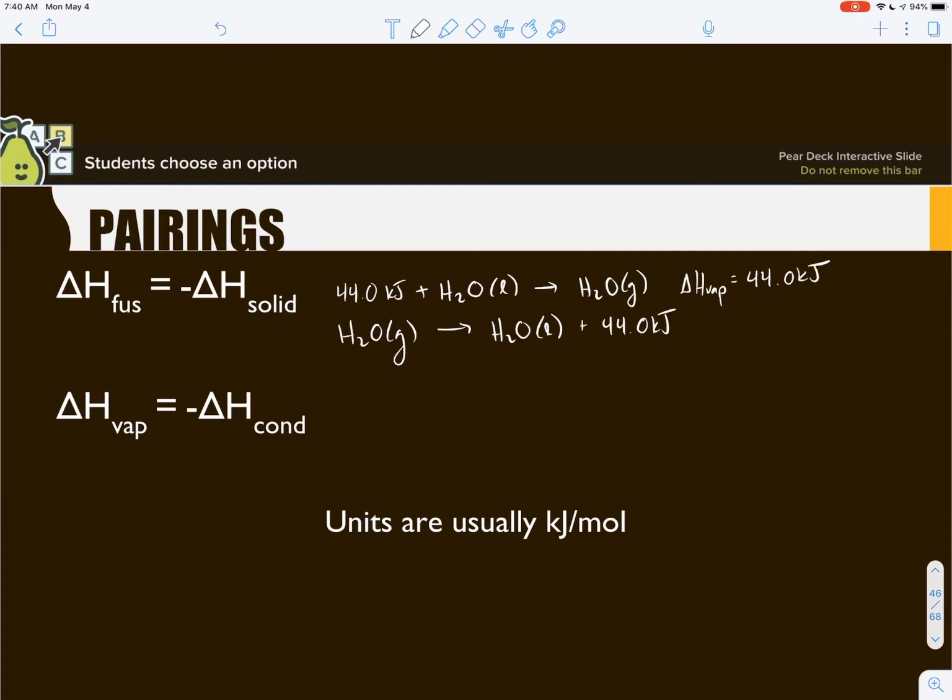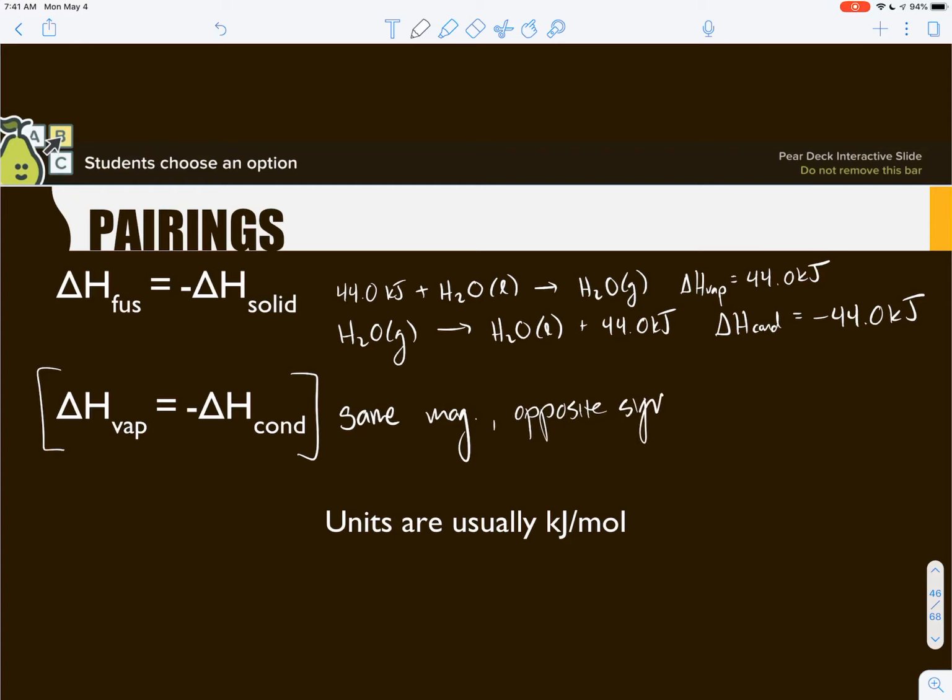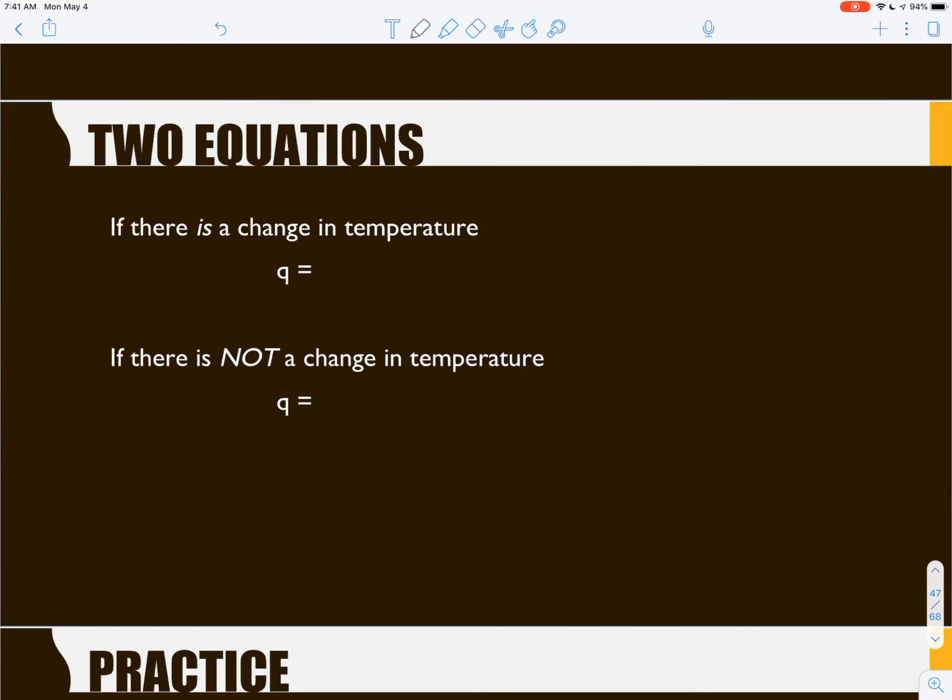And you see this nice relationship where if you write the reaction in the opposite direction, the magnitude of delta H will stay the same, but because it goes from being a reactant to a product or a product to a reactant, the sign of it will change. So that's just highlighting this relationship here. That delta H vap and delta H condensation will have the same magnitude, opposite sign, because it represents the same process in opposite directions. But anyways, you know what I mean. And the units are usually kilojoules per mole.